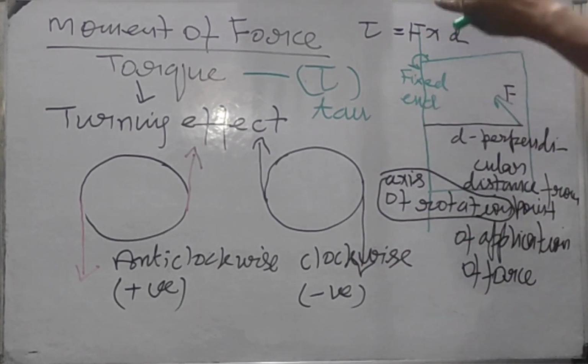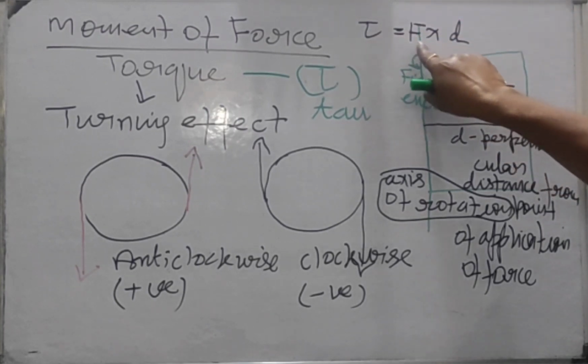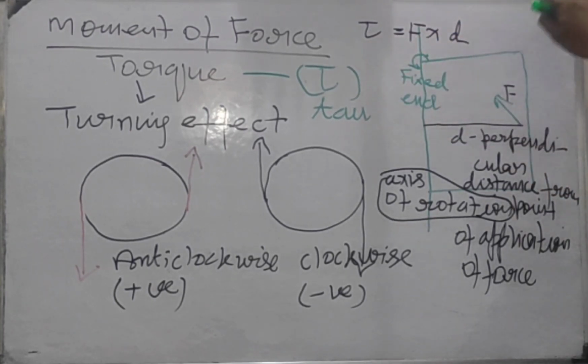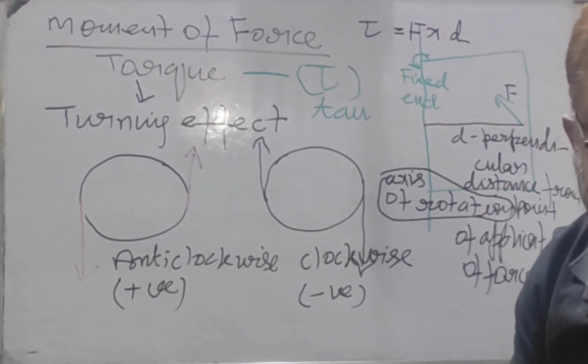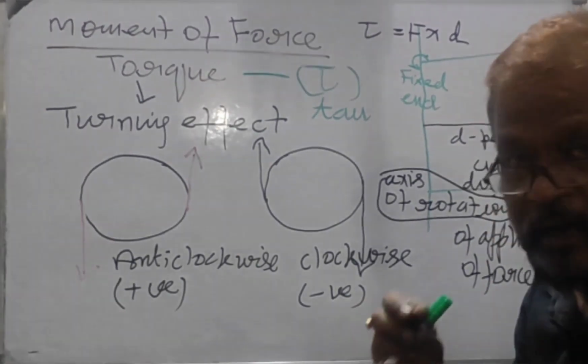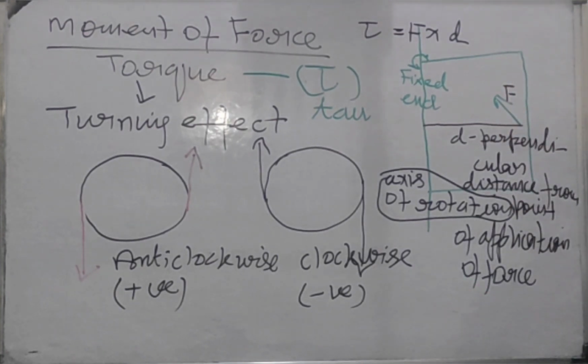This is the axis of rotation. This is the point of force. So D is the perpendicular distance between the force and the axis of rotation, and tau is the product of force into the perpendicular distance from the point of application of force. It should be the perpendicular distance. Fine. I keep stressing that perpendicular distance. Anyway, this is the tau, and it causes a turning effect, right?